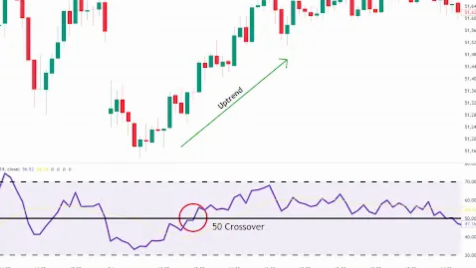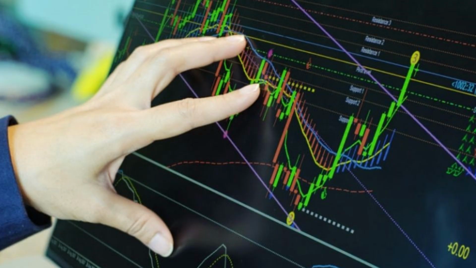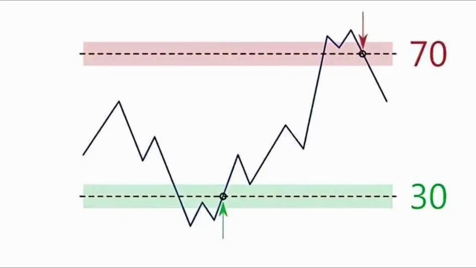Use the default RSI setting of 14 periods. This works perfectly for Forex, crypto, and stocks. You don't need to change anything as a beginner. Keep it simple.